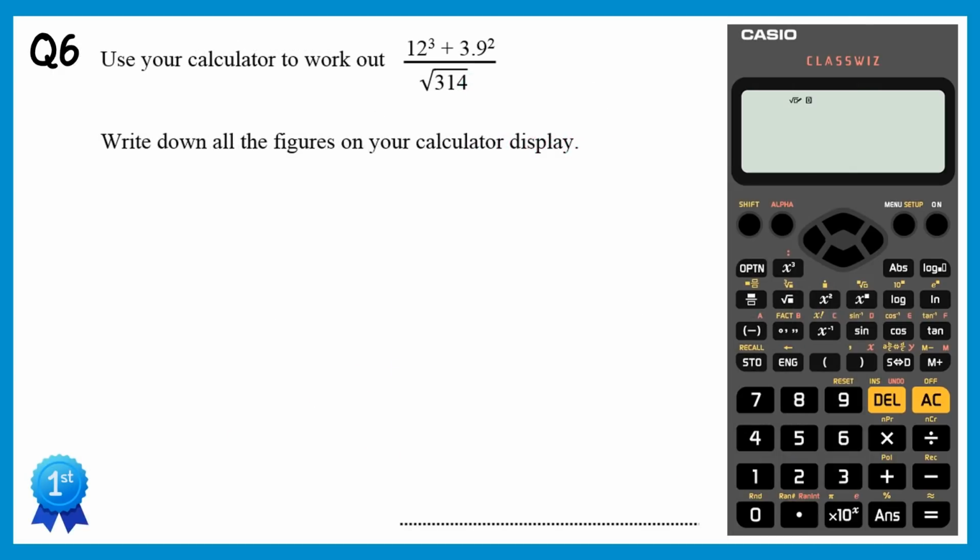For this question, we need to use our calculator. First of all, press the fraction button here. Then we want to press 12, and then cubed, and then plus 3.9, and that's squared. Then we press the down button to get to the bottom of the fraction, and we need to press square root 314, and then we can press equals. It says to write down your whole calculator display, so we would get this as the answer.